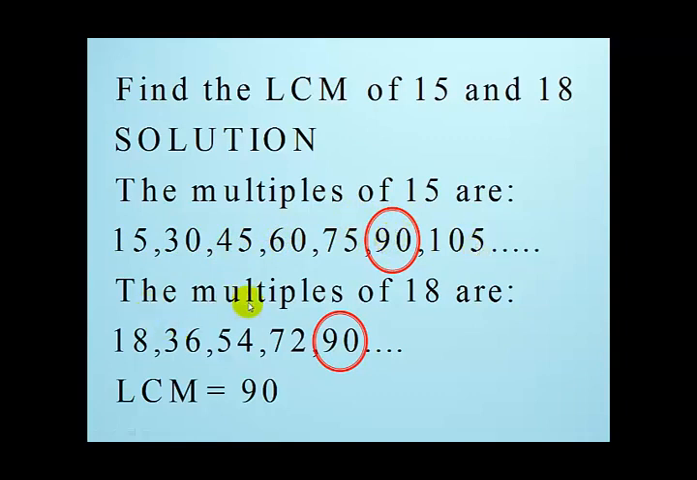The multiples of 18 are, we have 18. Plus 18, 36. Plus 18, 54. Plus 18, 72. Plus 18, 90, in that order. Now, the least common multiple is 90, as shown. So the LCM of 15 and 18 is 90.